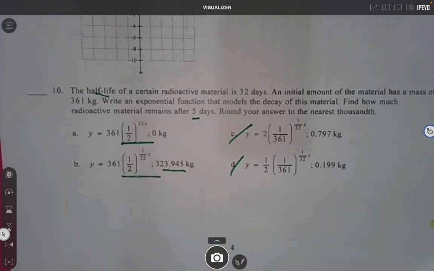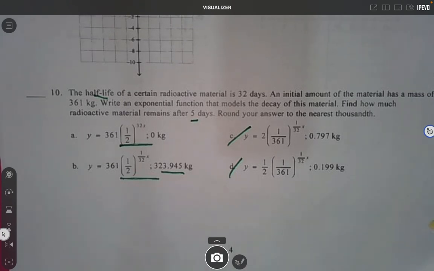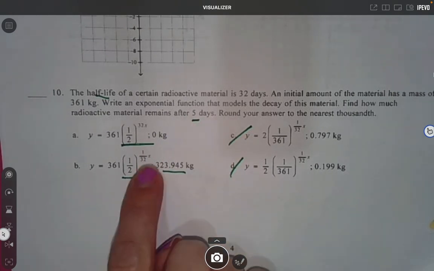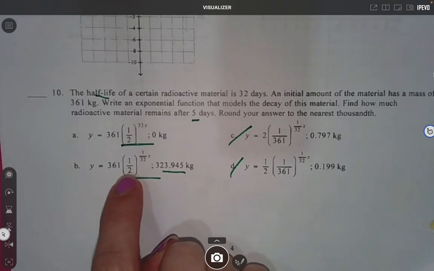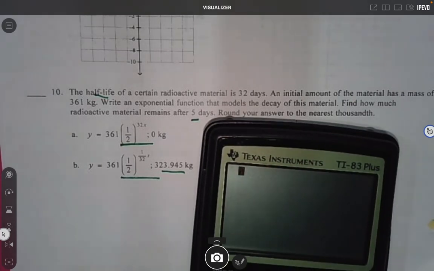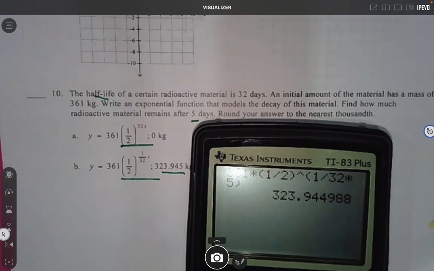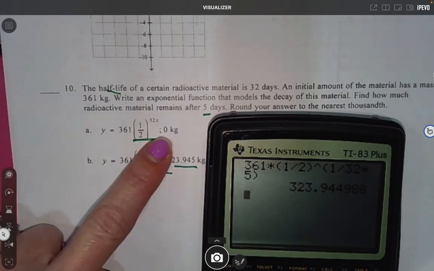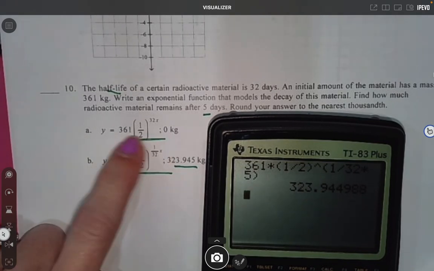Plug it in to see which one. And then you can plug in your 5 and see which one works. And obviously, it's not going to be A. Where were you plugging your 5? Into the x. So you could just type in your calculator. Let's see. I might work just typing it in like this. 361 times 1/2 raised to the 1 divided by 32 times 5. And that would give me 323.945. And that one works. If I tried plugging in 5 on this one, y'all, it would not give me 0. Like, this one would not even give me the right answer.